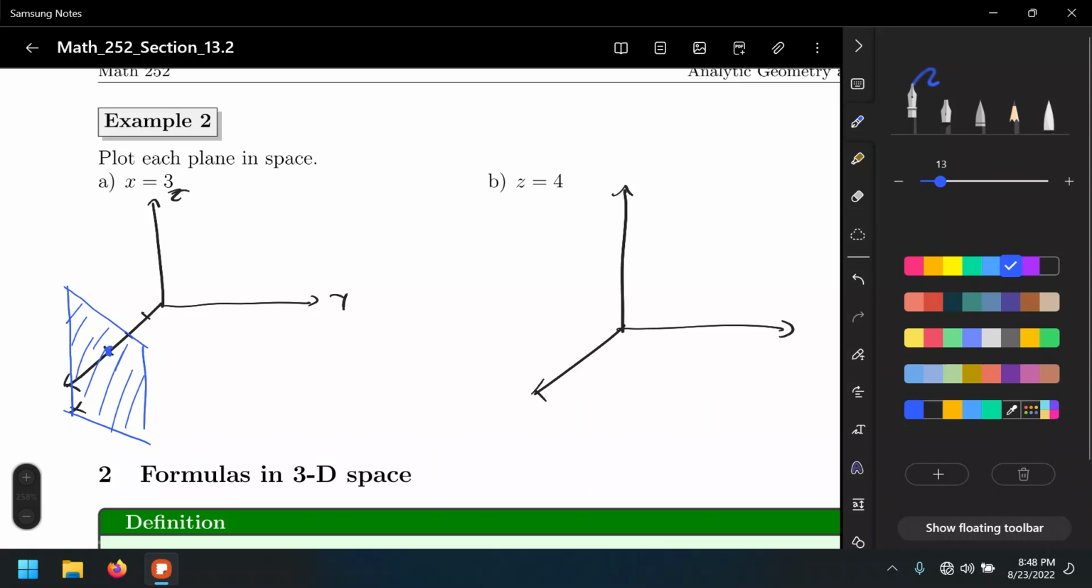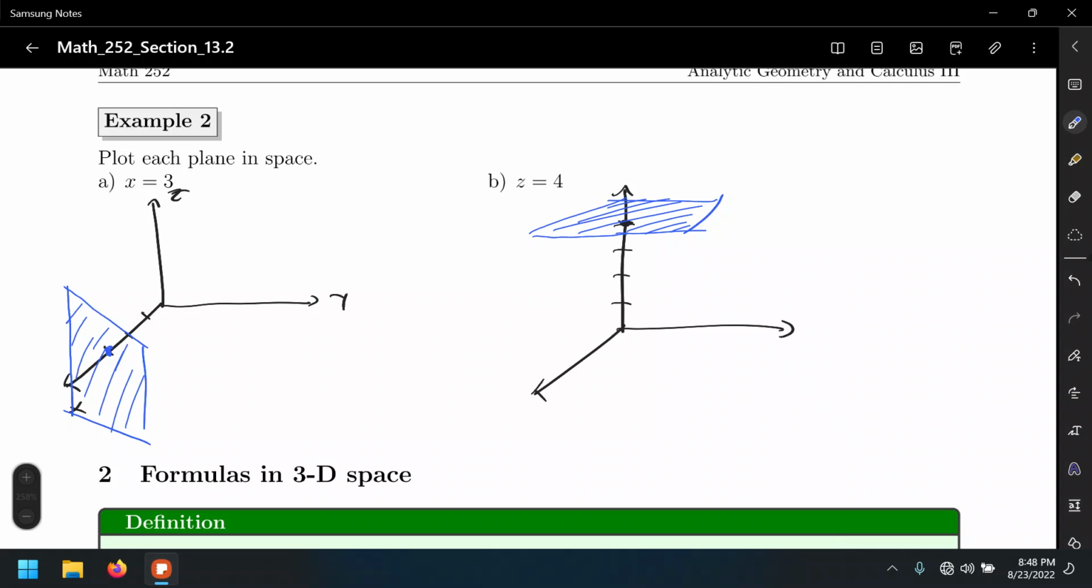We need some perspective, but the easier one to plot, I guess, is z equals 4, which is 4 units up. That's our plane, 4 units up in this case. Of course, we're going to look at planes with intercepts in the x, y, and z directions. Those are actually a lot easier to plot.